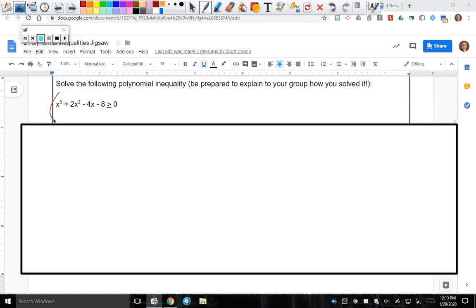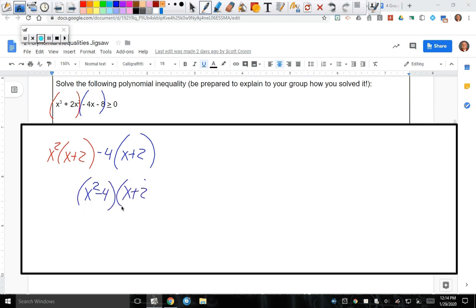Let's try factoring by grouping. What's the GCF? Negative 4, x plus 2. So one of my factors is x squared minus 4 and x plus 2. We're pretending that it says only equal to 0. Again, the reason we are pretending is so that we can easily find what's going to go on this number line.